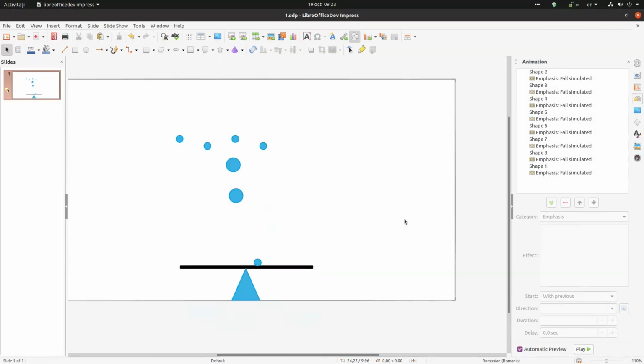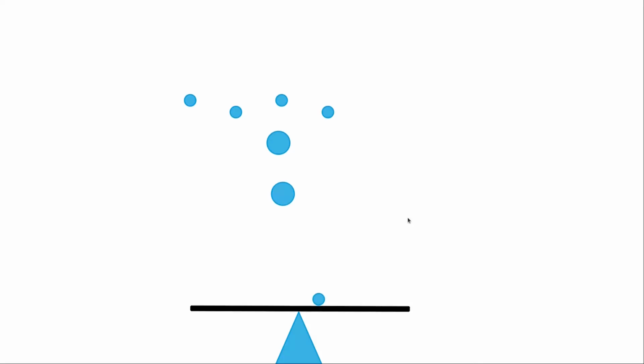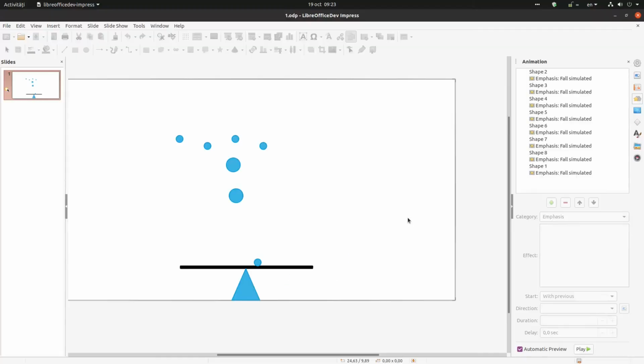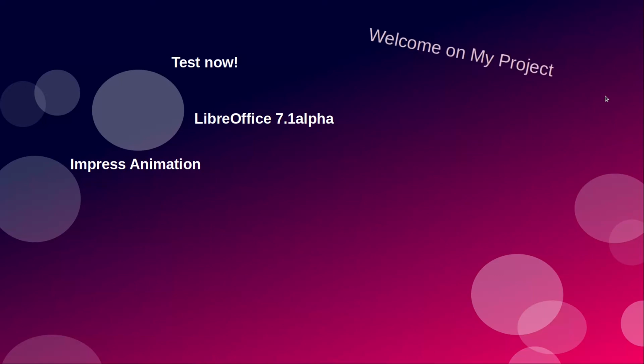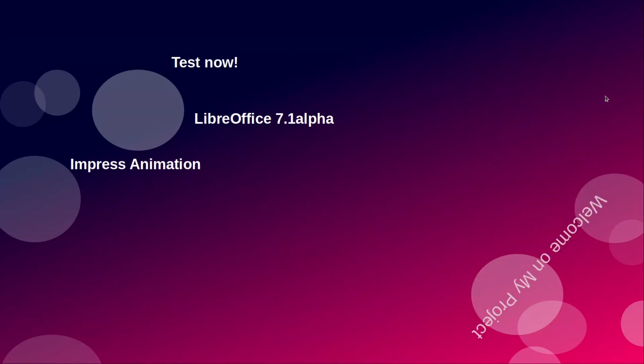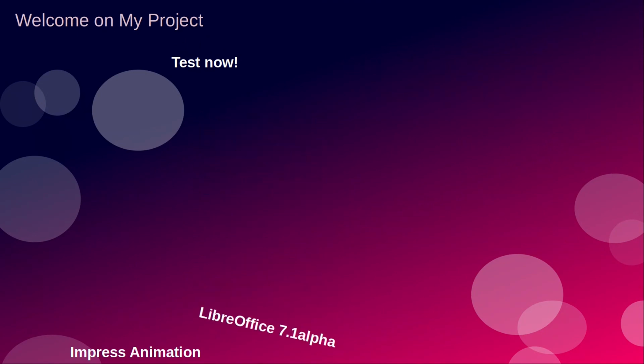Let's see another effect. Okay, everything is falling down and this line is moving. And let's add the same to the text. So the first one shoots to the right and comes back, and the other text is falling down and stays there.